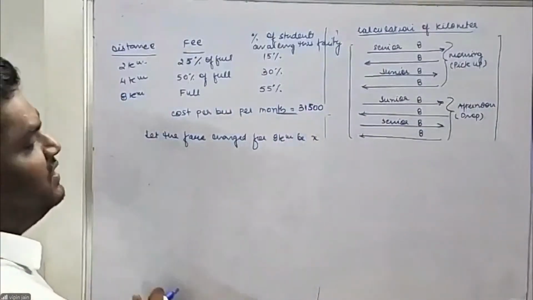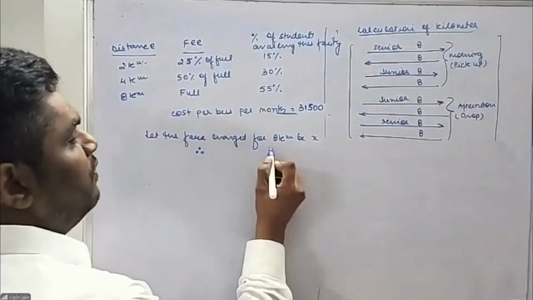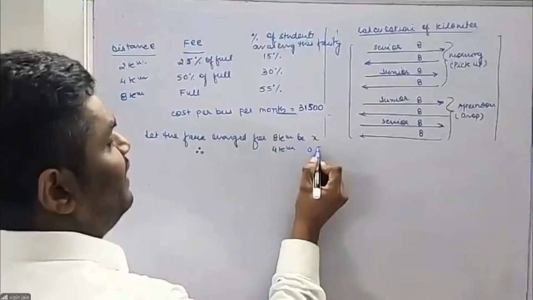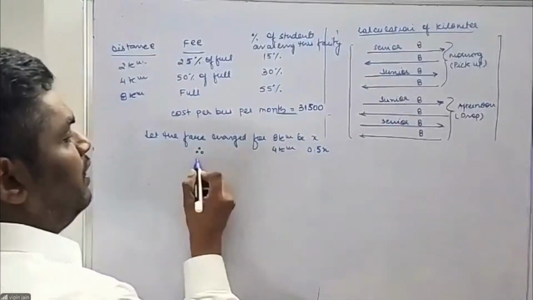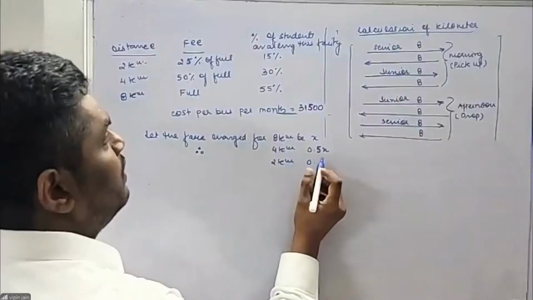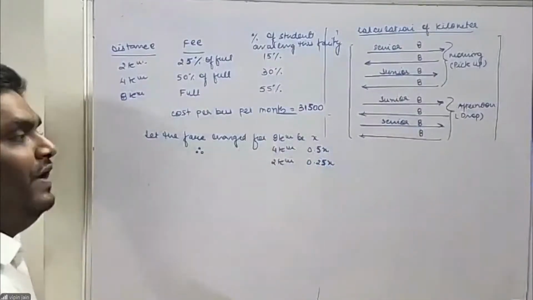Let the fare charge for 8 kilometer be X. Therefore, for 4 kilometer, it will be 0.5x. And for 2 kilometer, it will be 0.25x.